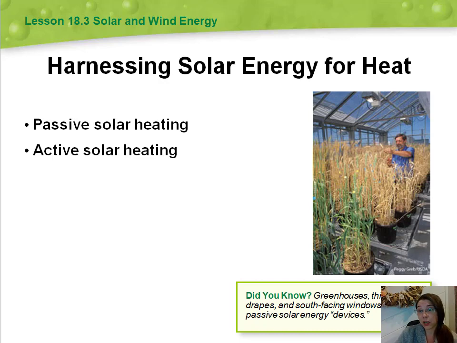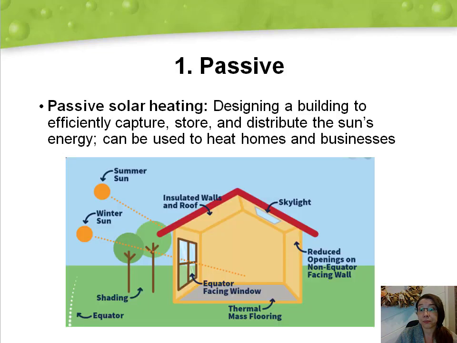But first, we're going to look at the image on our screen, which is a greenhouse. And this is an example of passive solar heating. So greenhouses, thick window drapes, and the fact that it's south-facing windows are considered passive solar energy devices or designs.